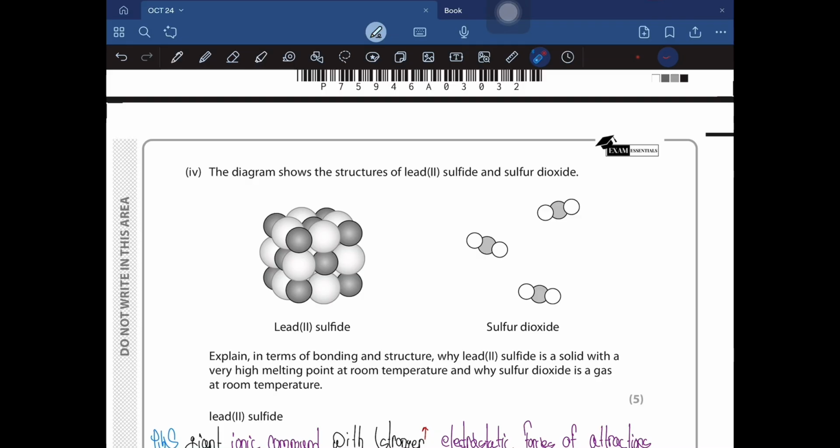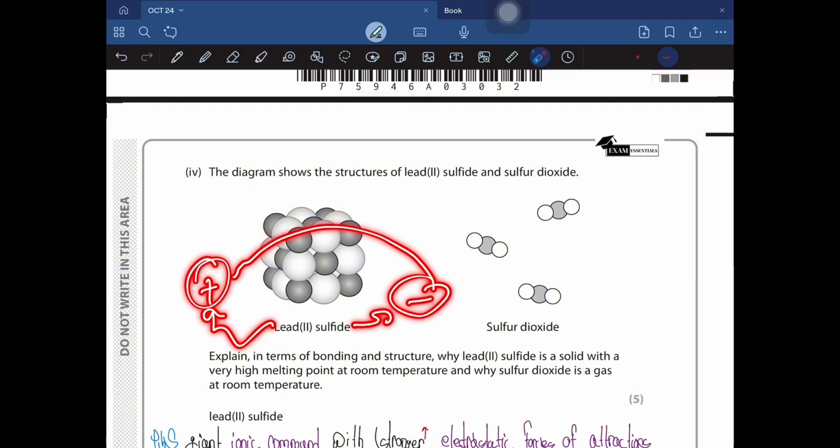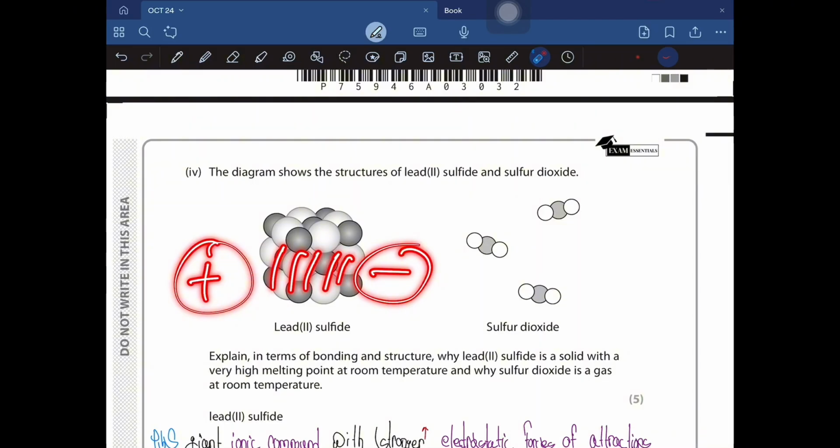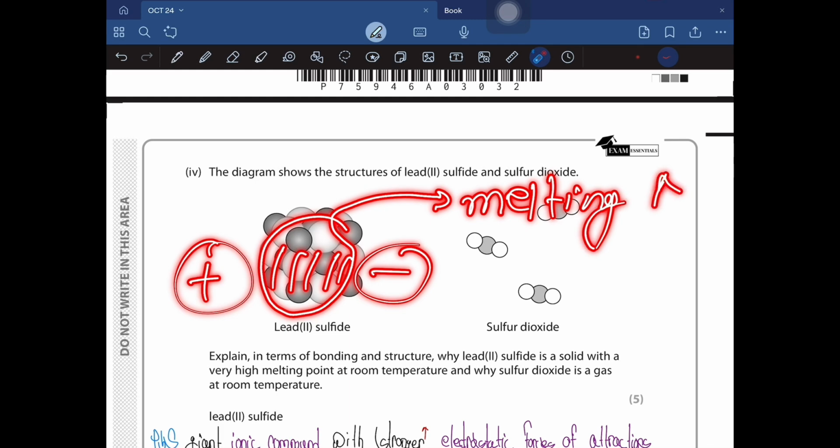So first of all, this is an ionic compound, right? And as it is an ionic compound, it has strong electrostatic force of attraction between the oppositely charged ions, right? And it requires a lot of energy to break these strong forces of attraction between these positive and negative ions, right? And hence it has a high melting point, and apart from that it is a solid, right?